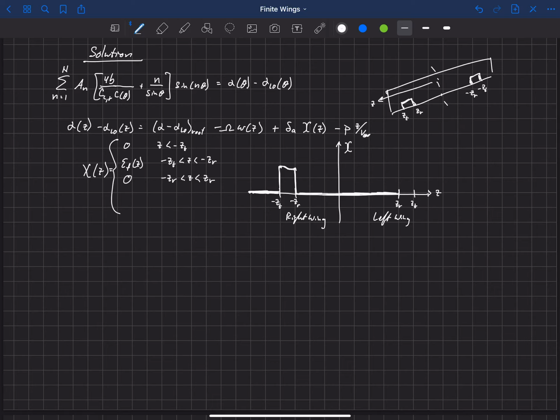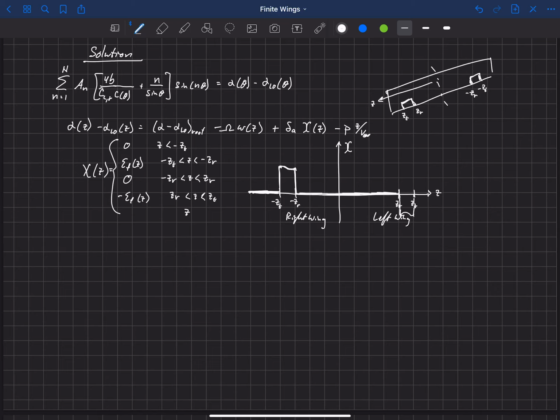And then on the left wing, we have the opposite effect. So it will come down here on the left-hand side and be some function of z. That would be negative flap effectiveness as a function of z from zr up to zt.